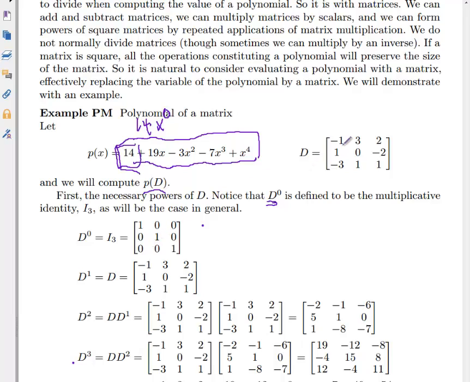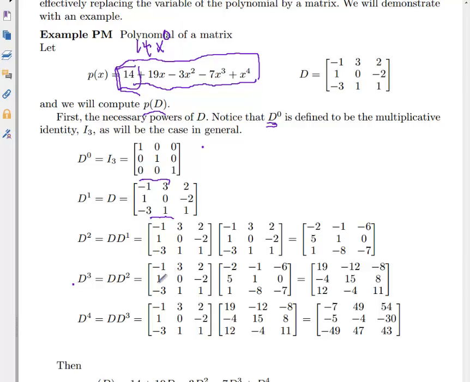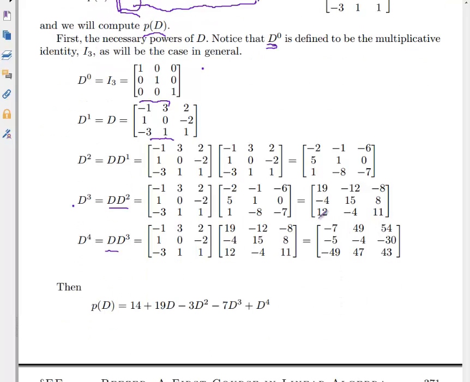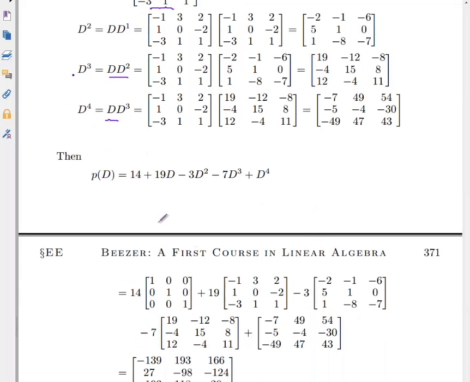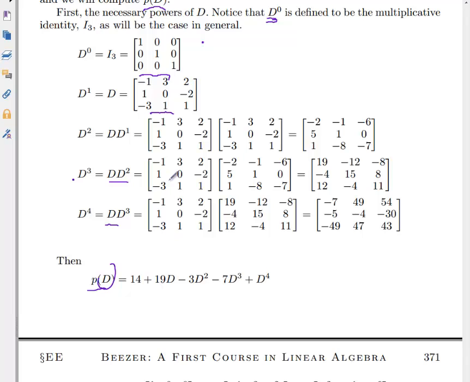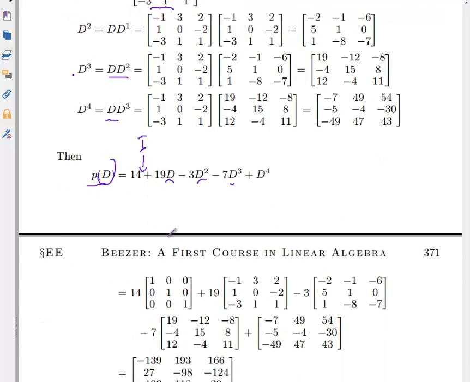All right, so if I have a matrix D, I have D to the 0, I'm calling that the identity, and then I have D, and then D squared is just D times D, D cubed is D times D times D, which I can compute as D times D squared, and D to the 4th is D times D cubed. You can do these matrix multiplications with Sage and verify that they're correct. And to form the polynomial of this matrix D, I simply plug these matrices into these entries here. This actually should be 14 times D to the 0, or 14 times I. A little misprint there.